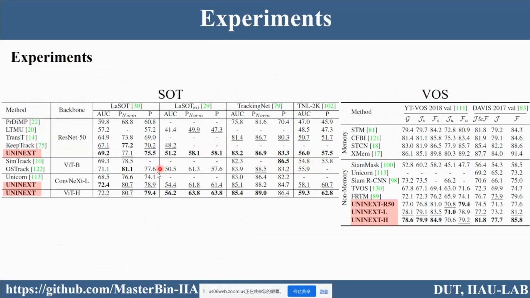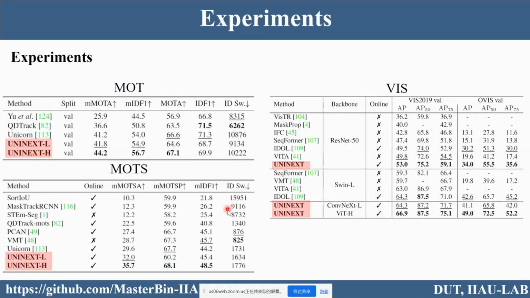For SOT, UniNext achieves state-of-the-art performance on 4 large-scale SOT benchmarks. For VOS, UniNext achieved the best results among all non-memory-based methods, largely bridging the performance gap between non-memory-based methods and the memory-based ones. For 3 object tracking tasks, which take category names as prompts, UniNext also obtains state-of-the-art performance, surpassing previously best methods significantly.